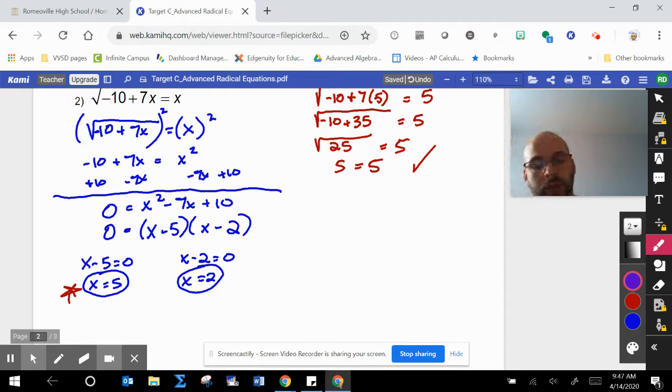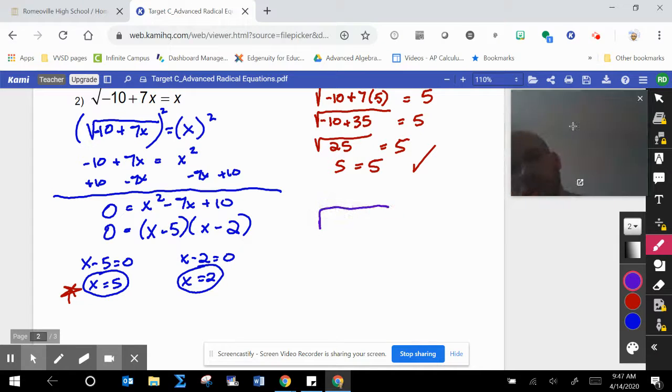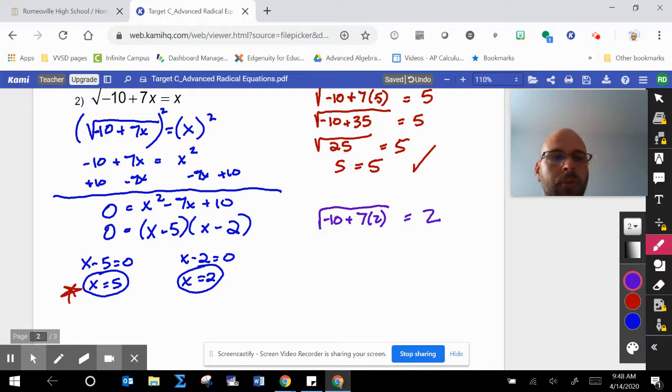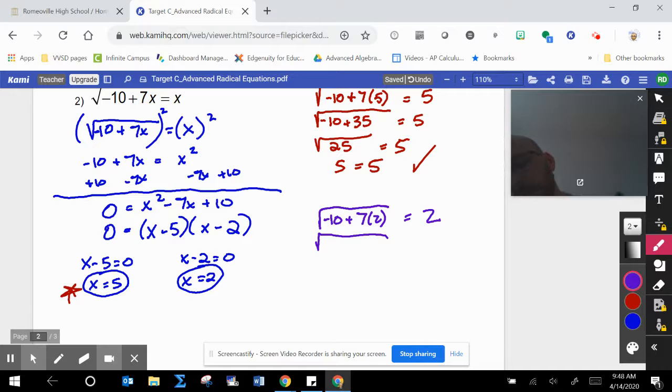Let's get this pen going. Sometimes my stylus gives me problems here. There we go. Okay. So I have a negative 10 plus 7 times 2 equals the x value of 2, right? So everywhere in the original problem, I'm plugging in an x value the same way I did before. So I'm now going to say the square root of a negative 10.